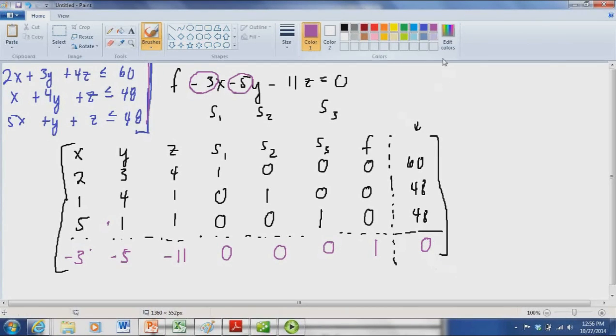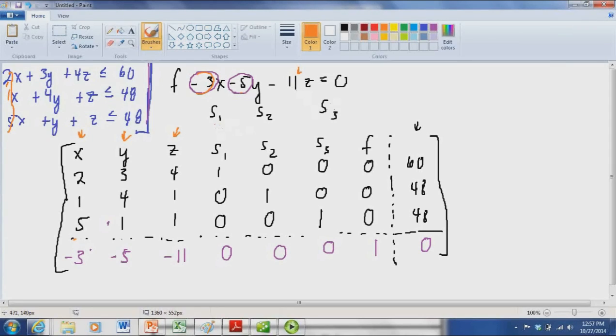Okay, let's take a look at it. And now we're done with the setup, but let me take a look. All right, so here's all of our x values, all of them. 2, a 1, and a 5. Got them all. And then we added that -3 on the bottom underneath the dash line. Here's all of our y values, 3, 4, 1, and then we added that -5. All of our z values, 4, 1, 1, and then we added the -11.